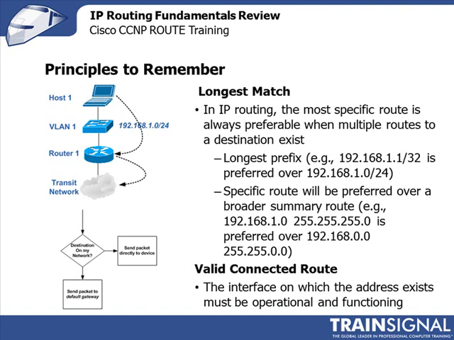The interface that the address exists on must be operational and functioning. If you created, for instance, 24 loopback addresses on a Cisco router, and they were all in administratively shut down mode, none of them would show up in the routing table. If you have a particular interface that's not functioning and has an IP address on it, it's not going to show up either. It has to be a valid connected route, something that is on a functioning interface. Now, on a functioning interface, you can have a number of secondary addresses, but as long as the interface is up and functioning, you'll be able to see that in the routing table. So those are some principles to keep in mind.